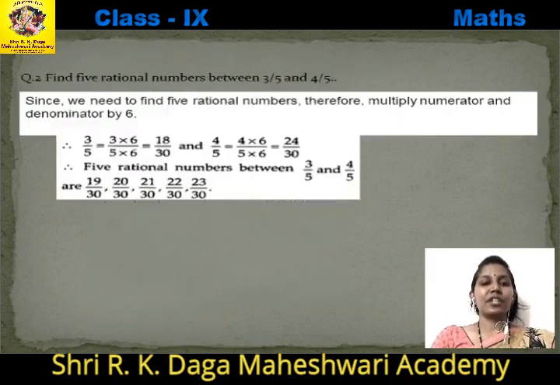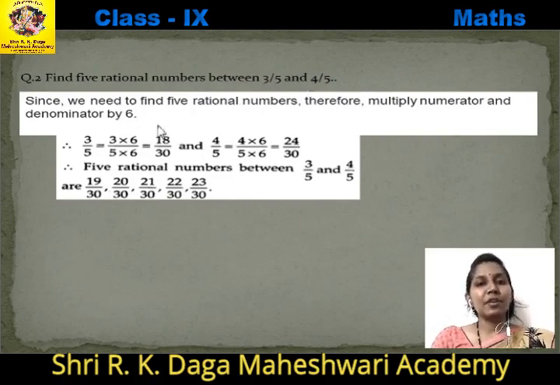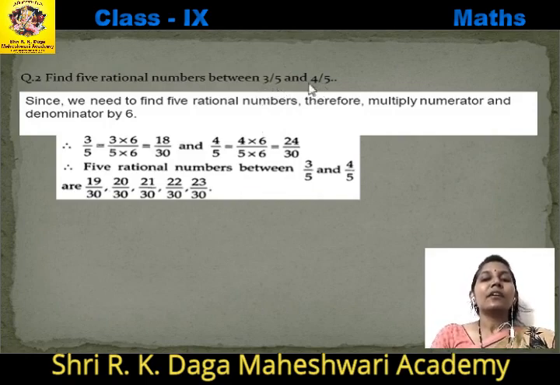Now the next question is: find 5 rational numbers between 3 by 5 and 4 by 5. Here you can see the denominators are the same in these two numbers. So we will use the same denominator method here. Since we need to find 5 rational numbers, we will multiply numerator and denominator by n + 1. Here n is 5, so we will multiply by 6.